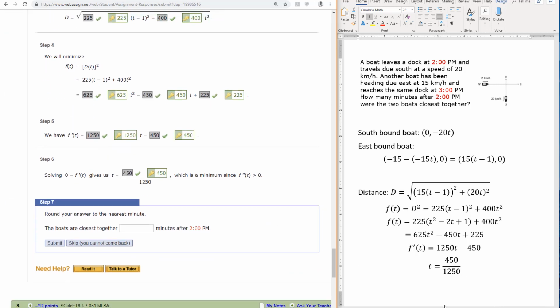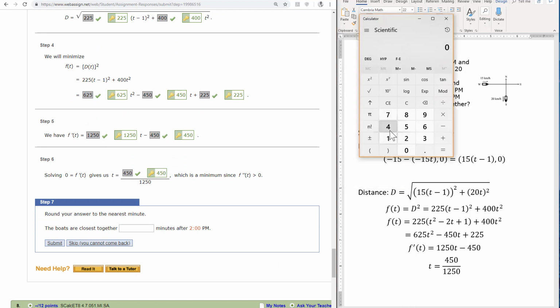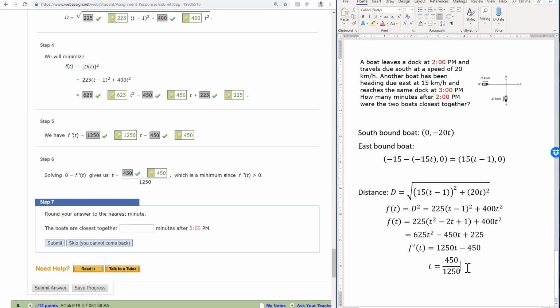So let's figure out what this is in our calculators. 450 divided by 1250 is 0.36. We want the minute, so this is 0.36 of an hour. So let's do approximately 0.36.